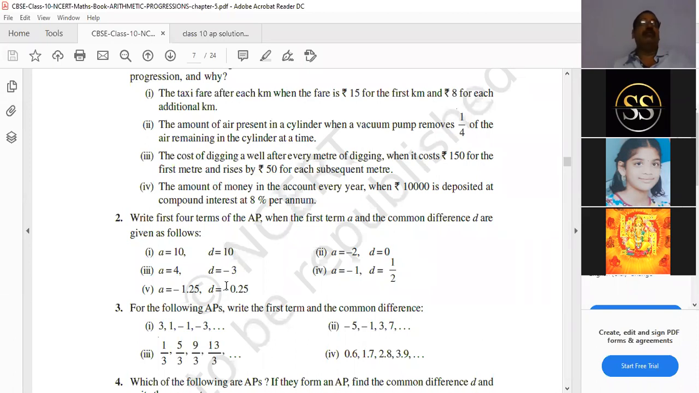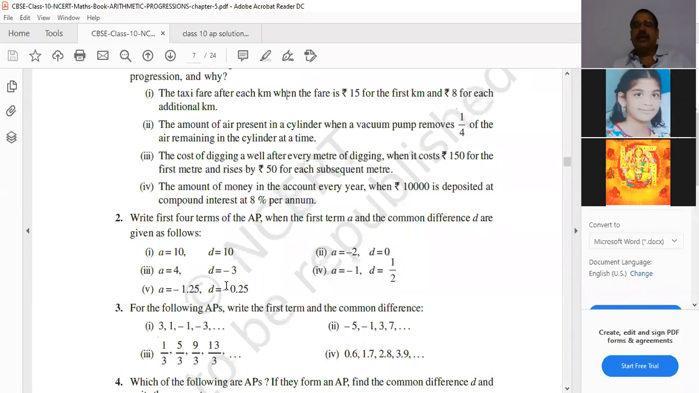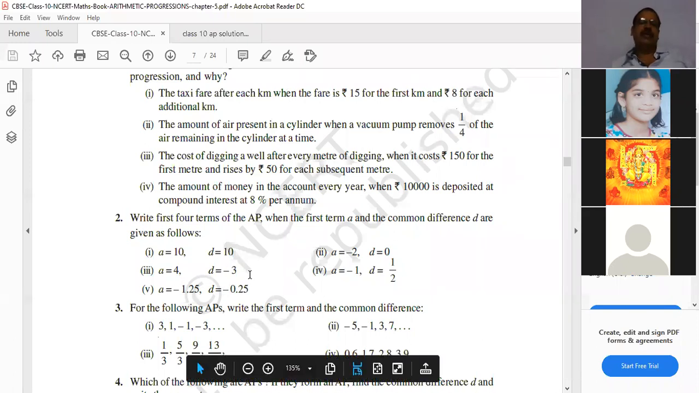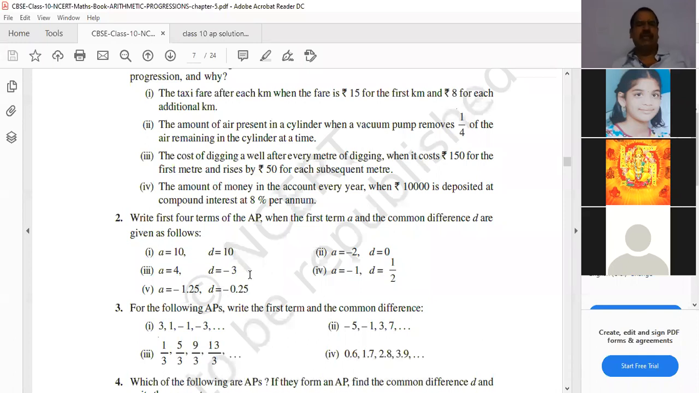A equals 4, D equals minus 3. Now once again tell. Ritika, start. 4, 1, minus 2, minus 5. Very good, Meghana. First term is 4, then 1, minus 2, minus 5. Okay, 4, 1, minus 2, minus 5. Good. Next, fourth one.